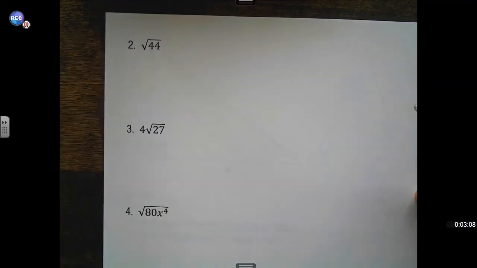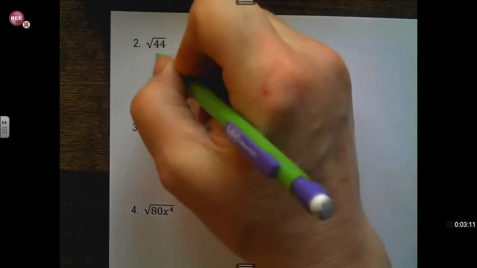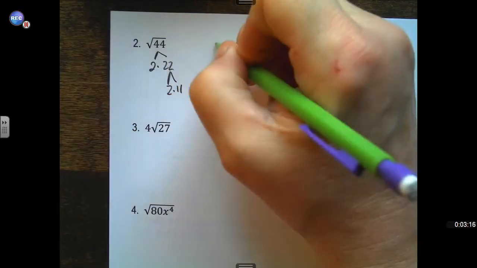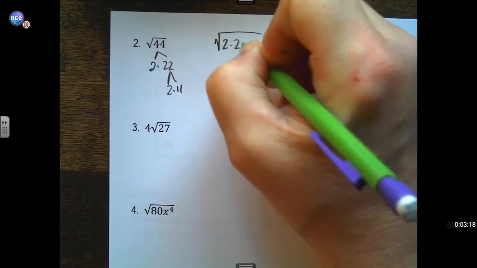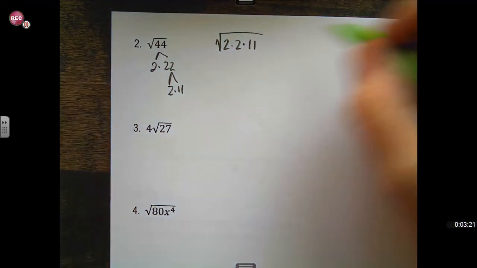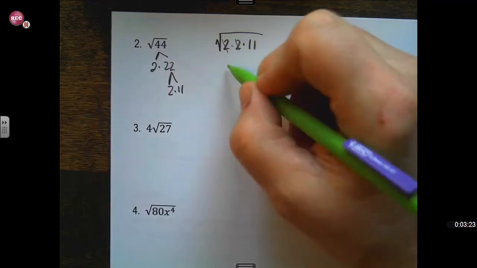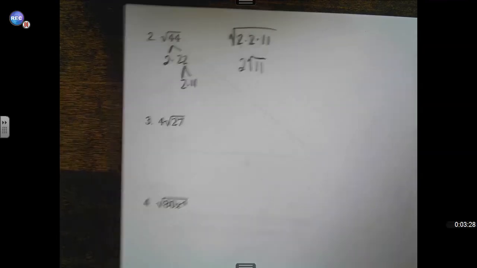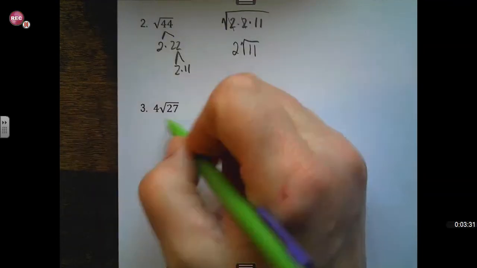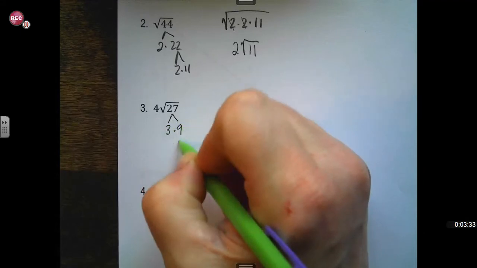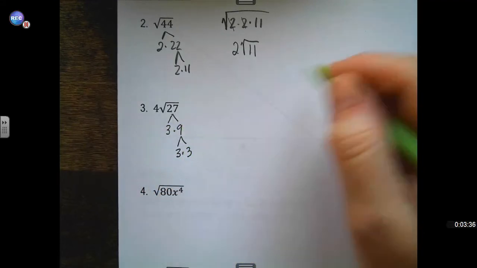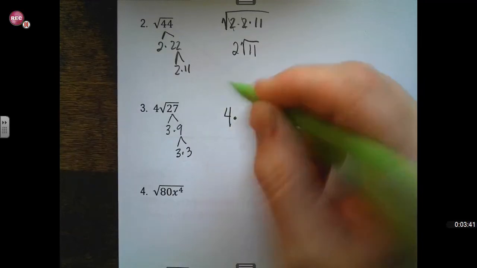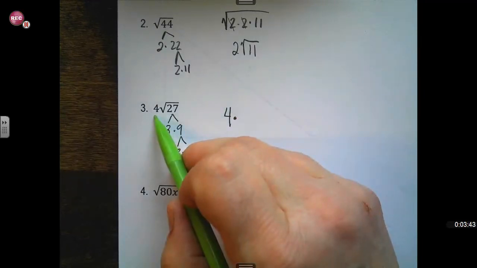So just have some examples here. 44 is 2 times 22, and that's 2 times 11. So 44 is 2 times 2 times 11. So we take one out, the other disappears, and I get 2 times the square root of 11. And 27 is 3 times 9, and that's 3 times 3. And so whatever comes out is going to get multiplied by that 4 because it's already out there.